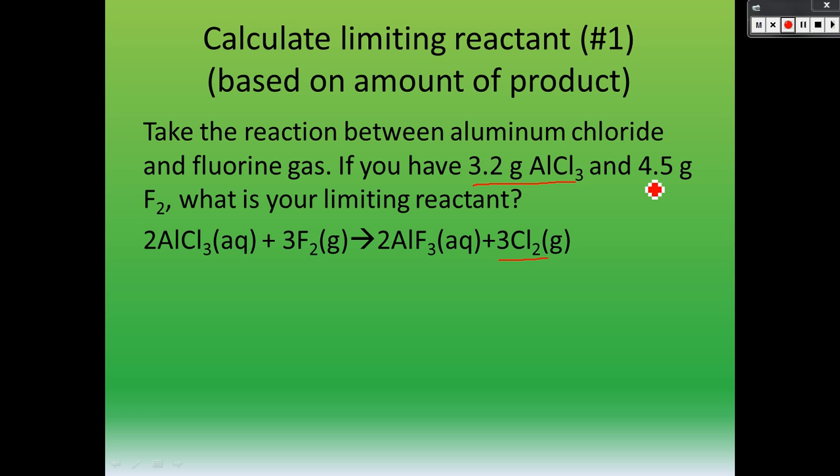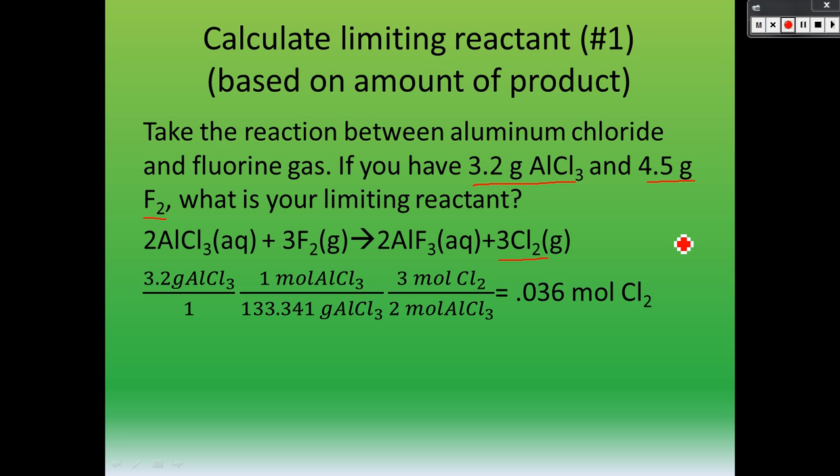Then I calculate how many moles of chlorine gas will I get with 4.5 grams of fluorine. So essentially I'm saying how many moles of chlorine will I get with this much aluminum chloride, and how many moles of chlorine will I get with this much fluorine gas. So go ahead and calculate those. Pause the video, calculate them, then check your work.